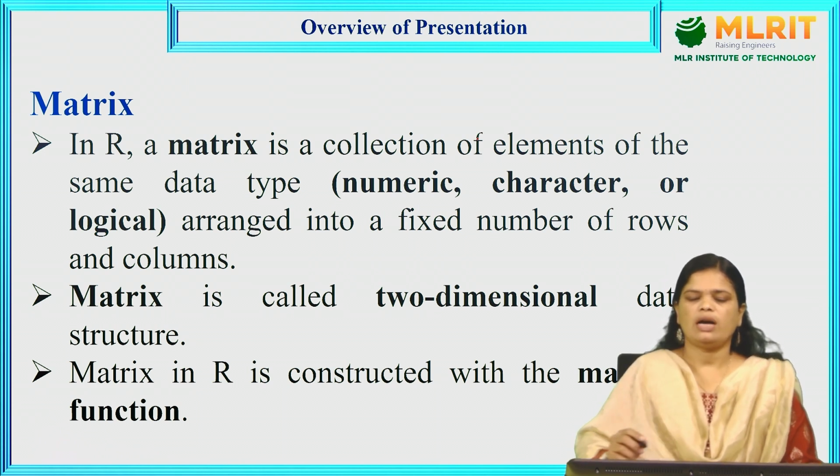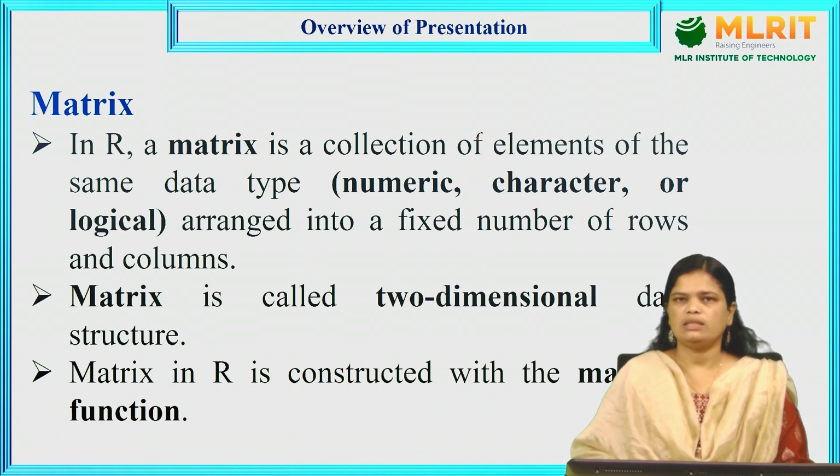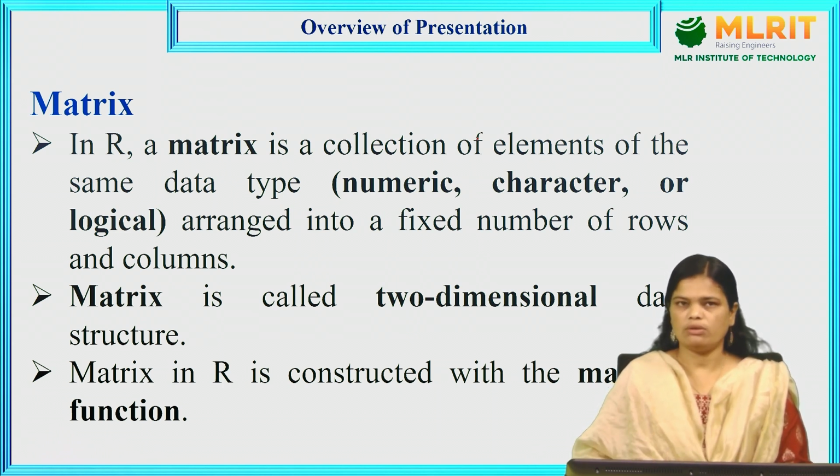So, these are arranged in a fixed number of rows and columns. And the matrix is called a two-dimensional data structure because it is having the rows and columns. A matrix needs to be created with the matrix built-in function.